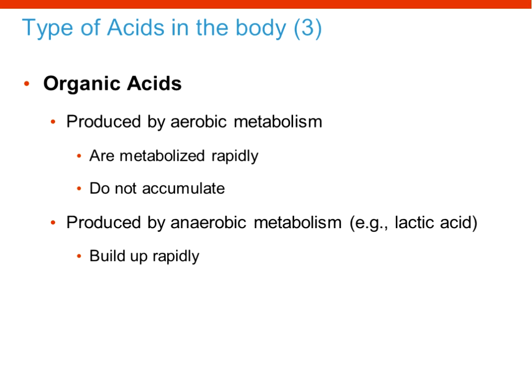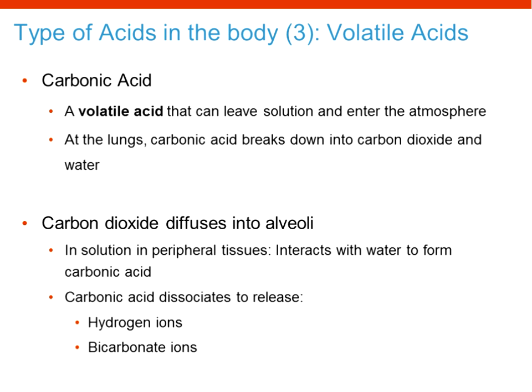The next type of acid we have are our organic acids. These are usually acids like lactic acid and ketoacidosis, that are made because of trying to make energy for our cells. They can be metabolized and broken down into other components, so they don't usually accumulate, but if the ATP is not sufficient, they could accumulate, and when they do, they could build up very rapidly.